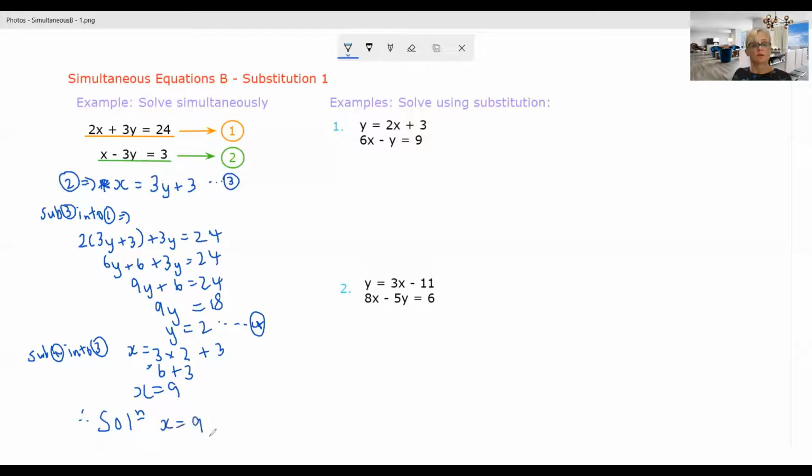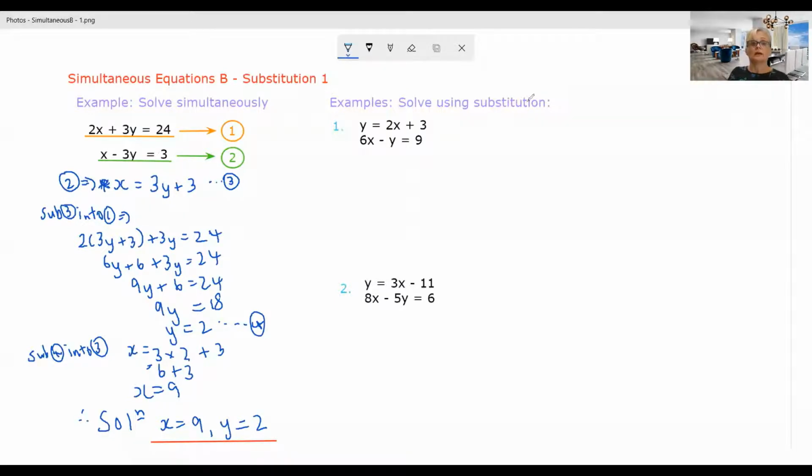I like to then just write my solution down the bottom. x is 9 and y is 2. And that corresponds to what we found graphically, so we know that that one is correct. If you wanted to check, you could put both of those into equation 1 and check that it does actually work. We've used equation 2 to get the x value there. But if we check that they work in equation 1, 2 times 9 is 18, plus 3 times 2, which is 6, gives you your 24. So that is in fact correct, as we hoped.